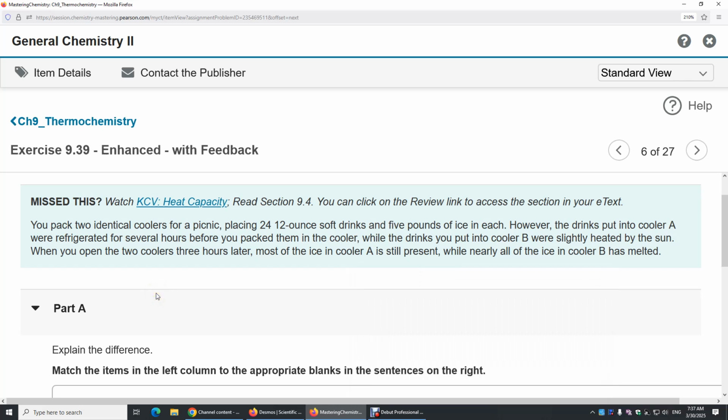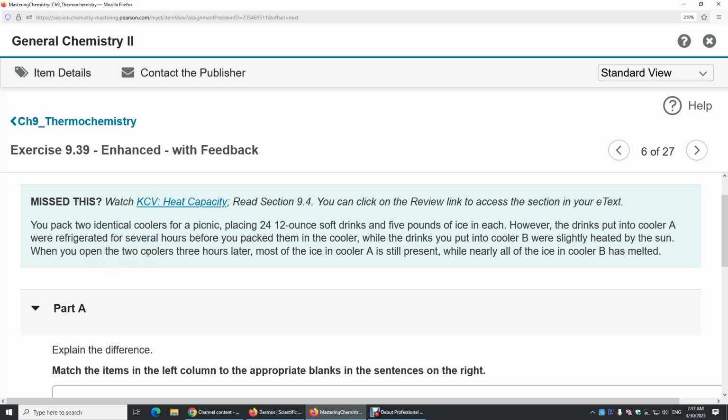Chapter 9 Thermochemistry, Exercise 9.39. You pack 2 identical coolers for a picnic, placing 24 12-ounce soft drinks and 5 pounds of ice in each. However, the drinks put into cooler A were refrigerated for several hours before you packed them in the cooler, while the drinks you put into cooler B were slightly heated by the sun.